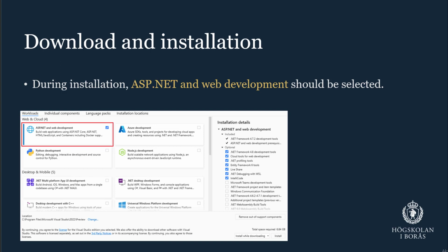If you haven't downloaded Visual Studio 2022, you have to install it, and during the installation you have to select the ASP.NET and Web Development package, and it should be selected when you install. If it isn't, go ahead and select it and install it.